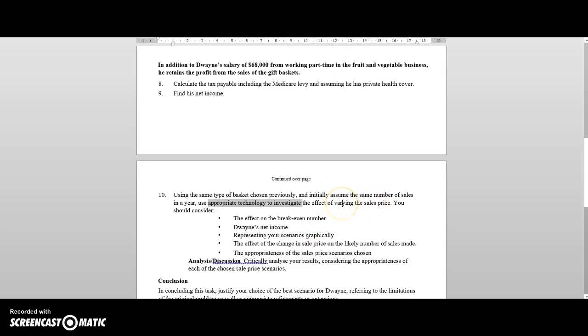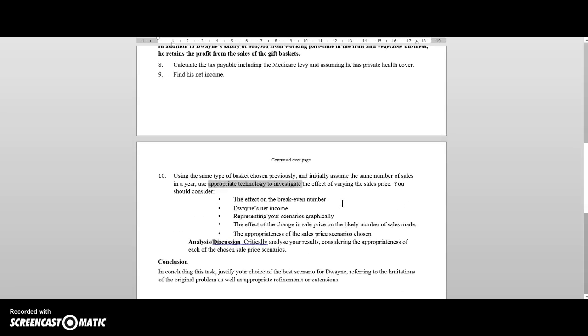So what happens if you increase the sales price by 10%? Or you decrease the sales price by 10%? What you need to do is work out what impact that is going to have on your break-even number, but then also what's going to happen to his income, and find his net income at the end.